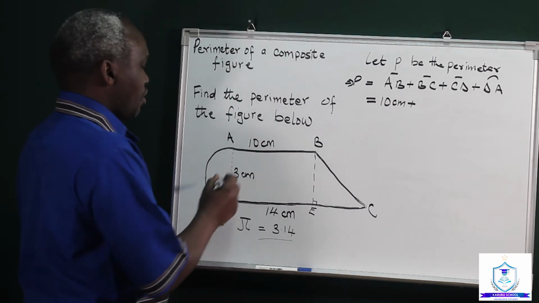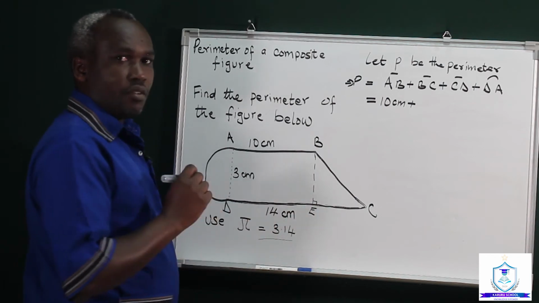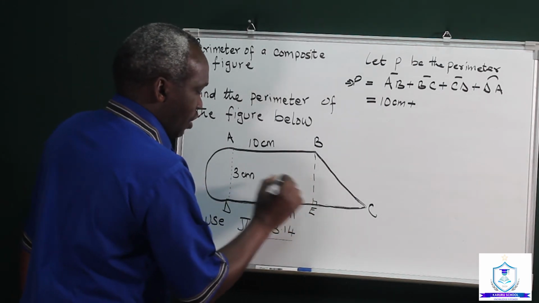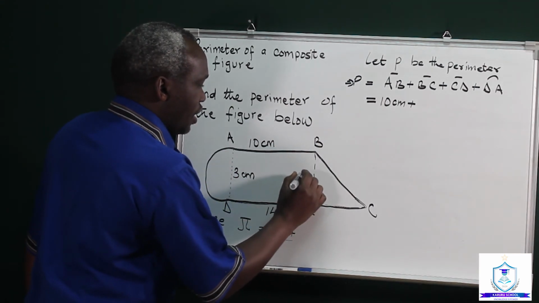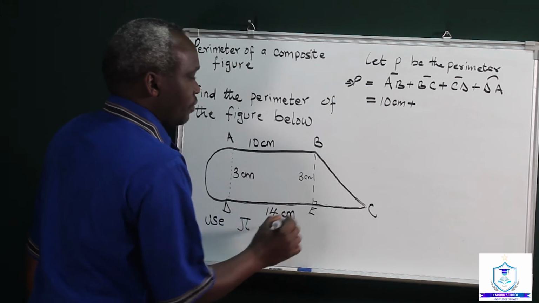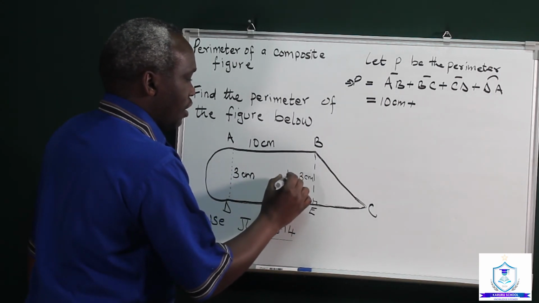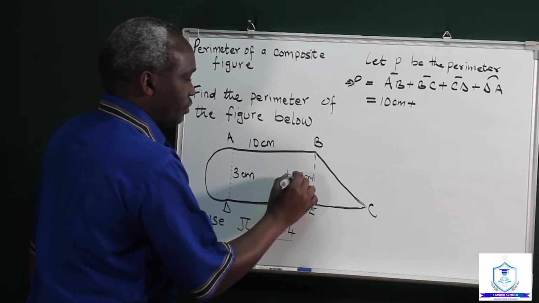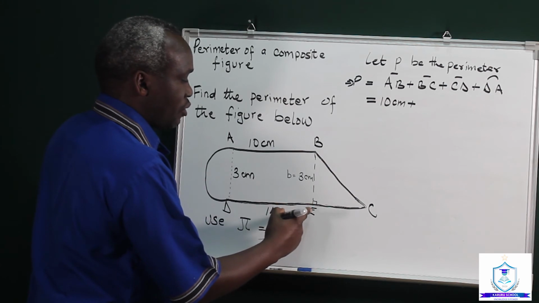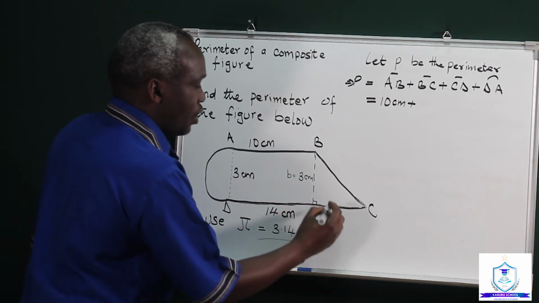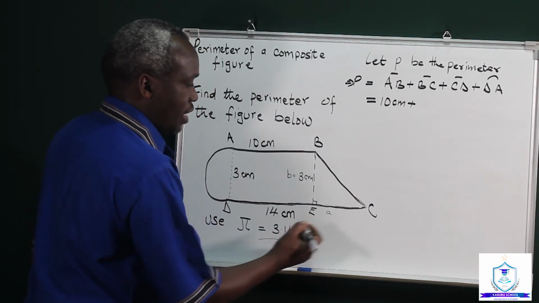Now referencing the properties of a rectangle, we know that two opposite sides of a rectangle are equal. So the distance between point B and E will be 3 centimeters, and we can call this distance B. And then we need to find the distance between point E and C, which we can call the adjacent distance, with a small letter A.